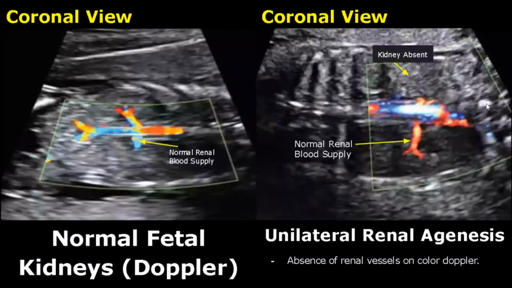In this image we have Doppler analysis. Here we can see the renal vessels in this normal image supplying both the kidneys, whereas in this image we can only see renal vessels on one side. That means there is only one kidney and there is no renal vessel located here.